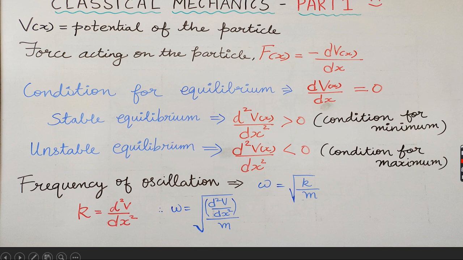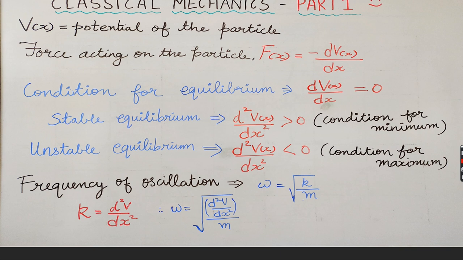To find whether the equilibrium points are stable or unstable, one has to take the second derivative of the given potential and check if it is greater than 0 or lesser than 0. If the second derivative of the potential is greater than 0, it is a stable equilibrium point, and if it is lesser than 0, then it is an unstable equilibrium point.